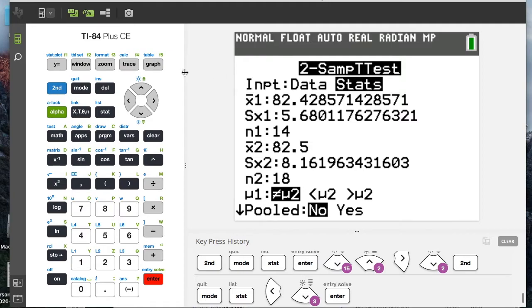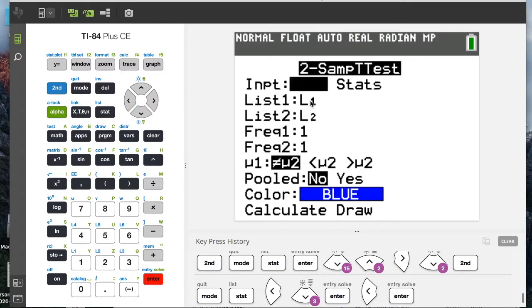Now, it gave us our list. We have them in L1, L2, so we need to make sure Data is highlighted. And this is very simple. You don't need to plug in a value for the null. You can just tell it the list. We have L1, L2. Frequencies, leave them as either 1 or blank. Our not equal to is highlighted, which is what we want, and that's in our alternative. The Pooled, this is new, and this is if there's two different ways of calculating the standard deviation. Now, we are not getting that detailed about it, so every time, make sure Pooled is highlighted No. Okay, so we have No highlighted. Go down to Calculate.